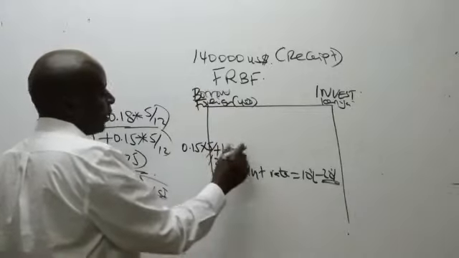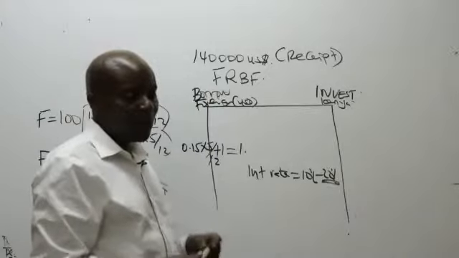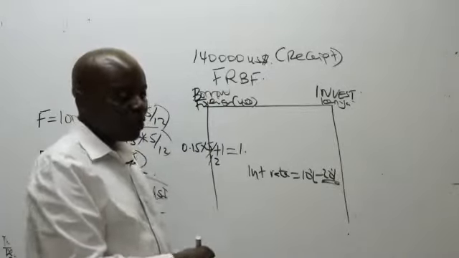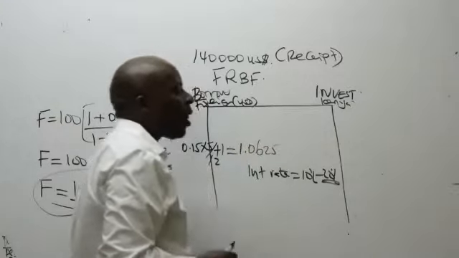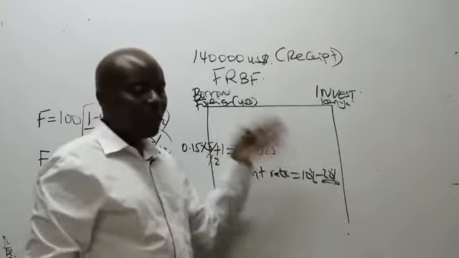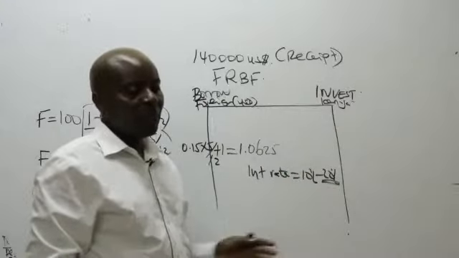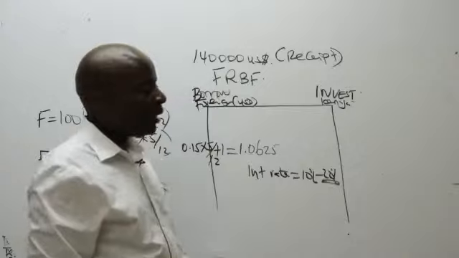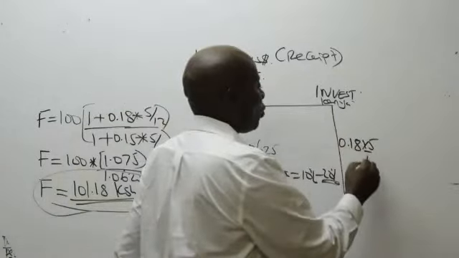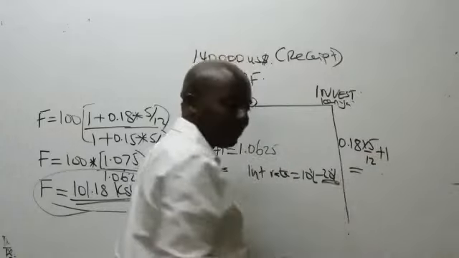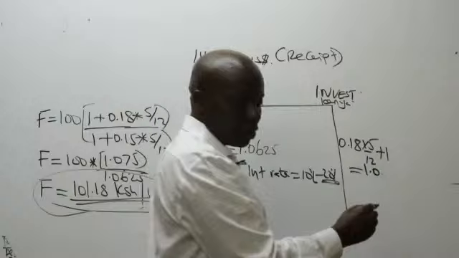You guys haven't given me this figure. It will be 1 point what here, somebody? Please give me this figure very fast. 1.0625. How about investing or lending this money to Kenyan banks? Investing or lending this money to Kenyan banks, 18%. So this is 0.18 times 5/12 plus 1, which will end up giving me 1.075.